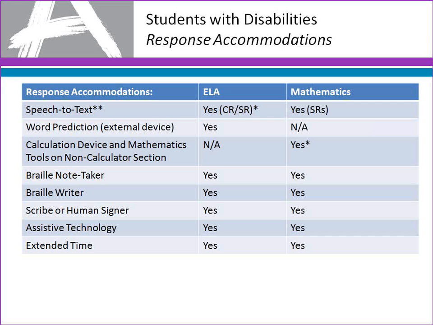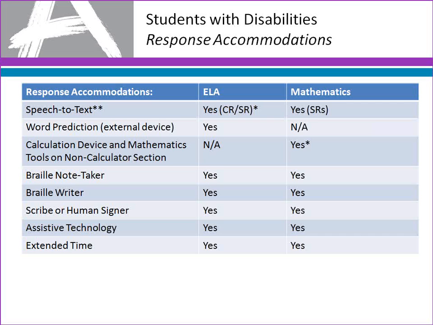Word prediction is an external device that can be used on the English Language Arts assessment, and we'll go into some specific criteria around that. Calculation device and mathematics tools on the non-calculator section of the assessment, which is only a small piece of the math assessment, and we'll talk a little more about those criteria. This was not available on the NJSLA assessment, so this is new.